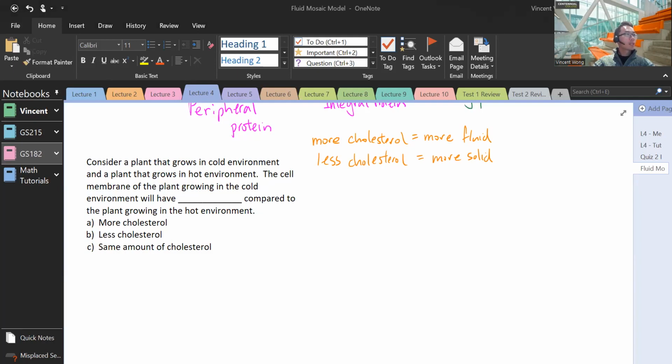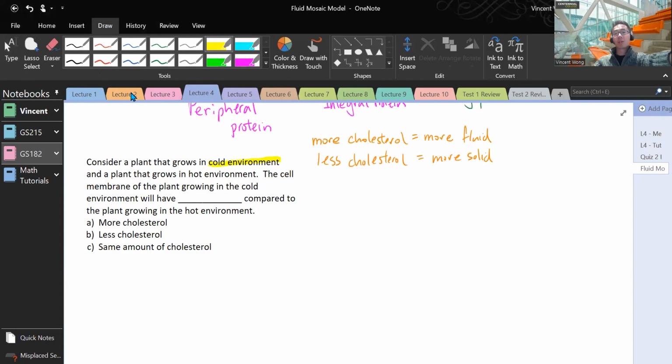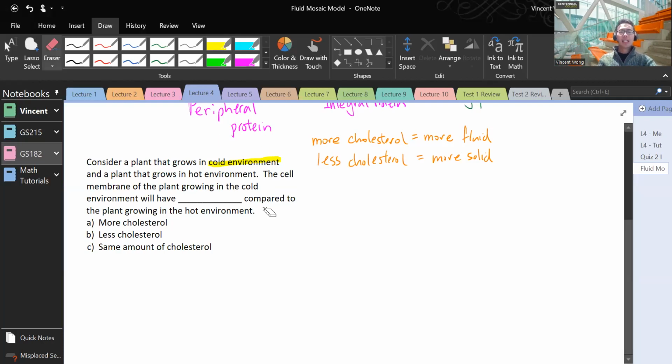Here are the results. About half of you say A, half of you say B. So let's think about this. When a plant is growing in a cold environment, cold temperature makes things freeze and become solid. If you put oil in the fridge, it becomes more like a solid state. A similar situation is going to happen. If a plant is growing in a cold environment, its cell membrane is likely to become more solid. So you don't want the cell membrane to be too solid, right?